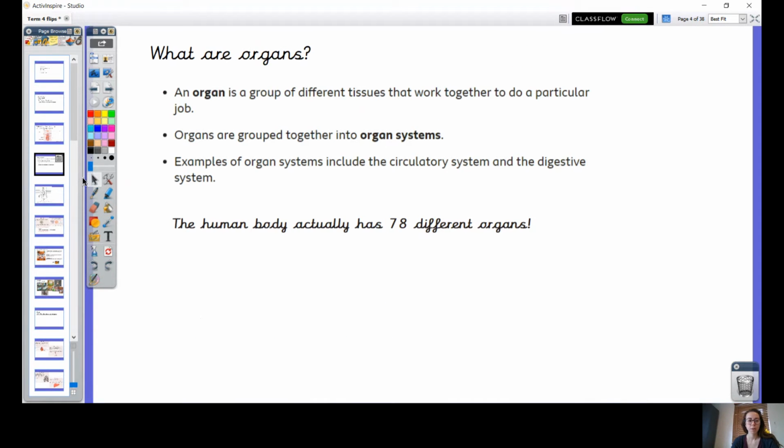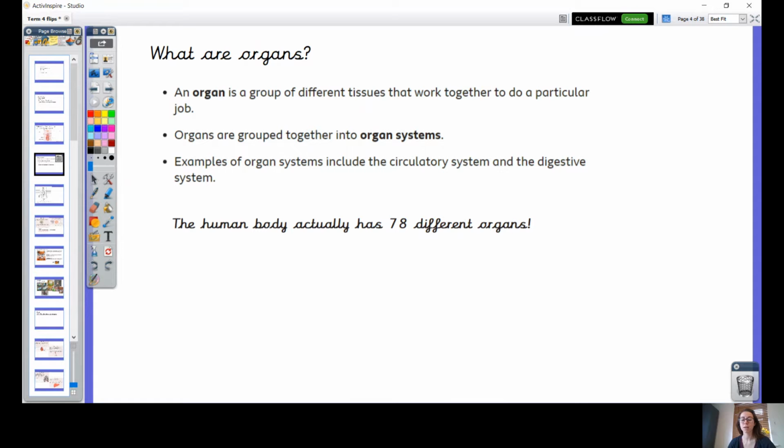Okay, so what are organs? Well, it's not like an organ instrument. There is an instrument that's called an organ, isn't there? But actually, these parts in our body are called organs as well. An organ is a group of different tissues that work together to do a particular job.